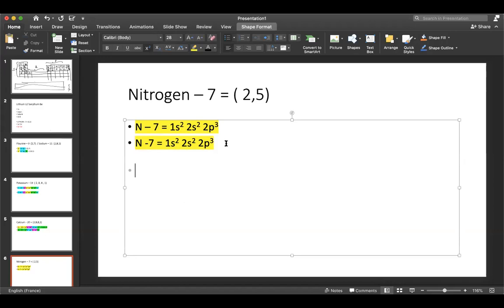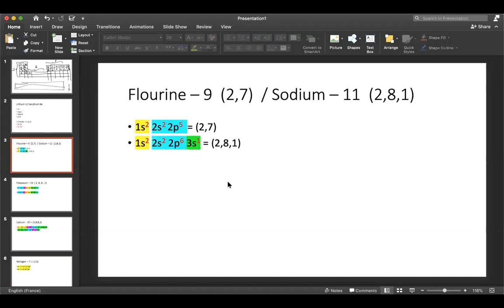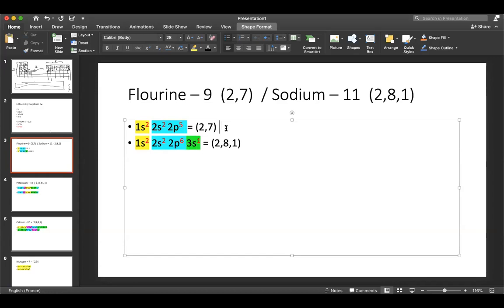Then another thing, before we come to the noble gas configuration. If a question comes and says, what is the valency electron? Or maybe, what is the valency shell? So for this one, for fluorine, what is going to be the valency shell?